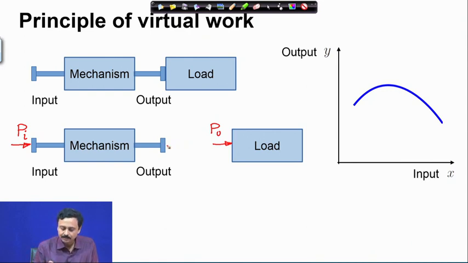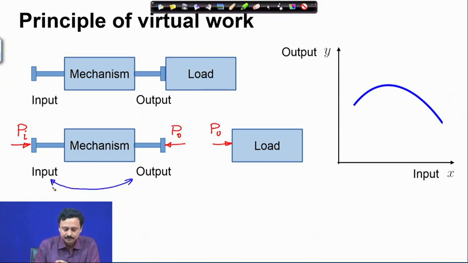Therefore, the mechanism feels a negative force Po. So, Po in the opposite direction. So, that is a reaction force on the mechanism. So, we have Pi at the input and Po in this direction on the output. Now, if I have to apply the principle of virtual work, then I must know this input output relation.